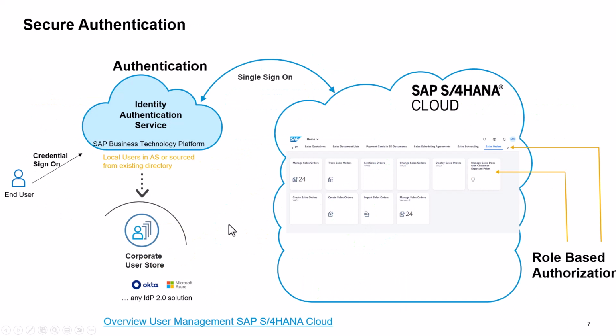A more graphical representation of what we just discussed: the end user authenticates to IAS, and then these users can be sourced from an existing corporate user store that you may already be using, Okta, Microsoft Azure, or any IDP 2.0 compliant. So once users are authenticated, it is a SAML 2.0 single sign-on between IAS and S/4HANA Cloud. And then here the user sees all of the applications that they are assigned to via their business roles in a very task-oriented, friendly navigational setup.